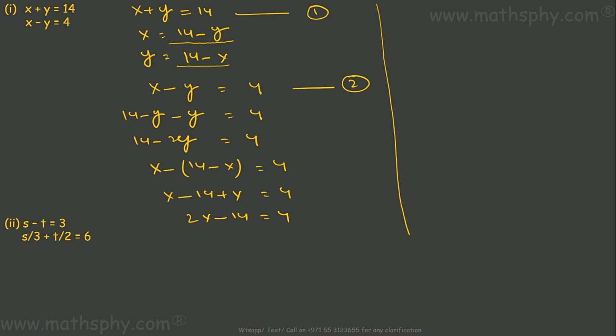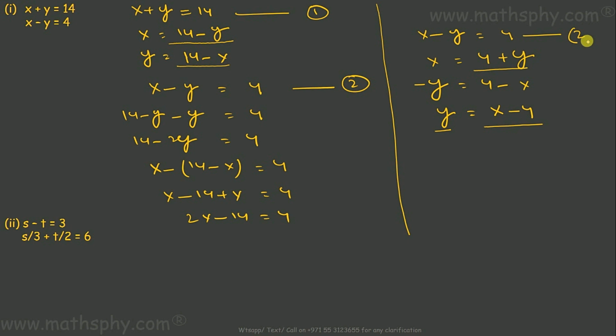Okay. Here I have taken the first equation to find the value of x and y and plugged them into the second equation. I can do the same thing with the second equation and plug them into the first equation. The second equation is x minus y equals 4. So x would be 4 plus y, or negative y is equal to 4 minus x. So y is equal to x minus 4. I have x equal to 4 plus y. I have y equal to x minus 4. This is my second equation.